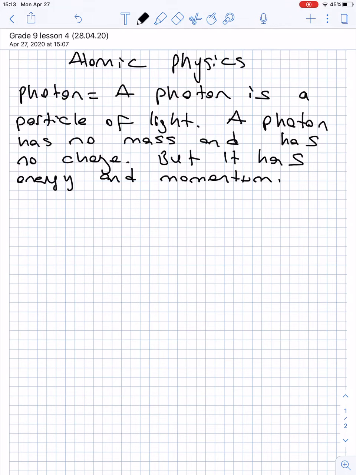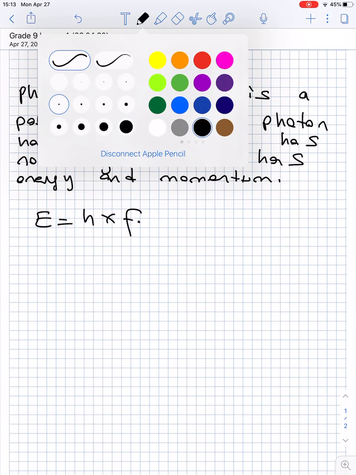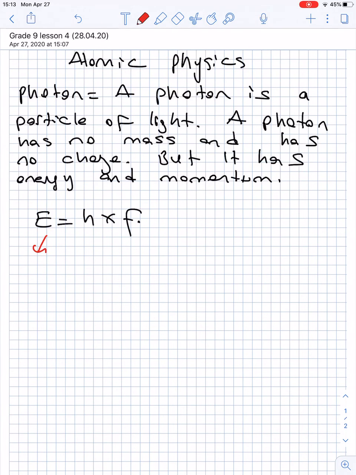Okay, how can we find the energy of a photon? We have to use this formula. Energy of photon is equal to H multiplying F. E means it is the energy of the photon, and the unit is always joule.